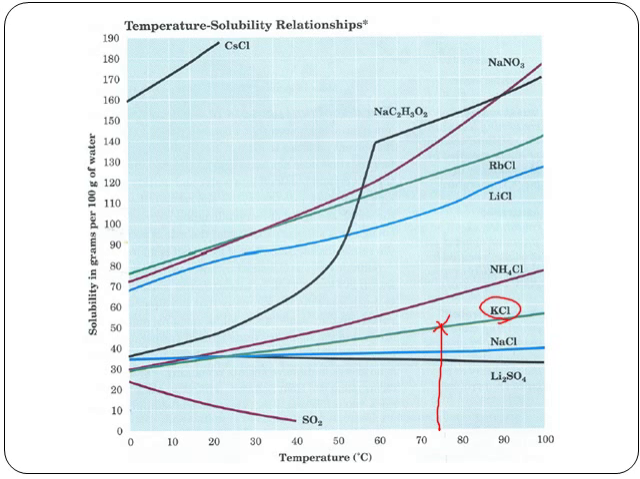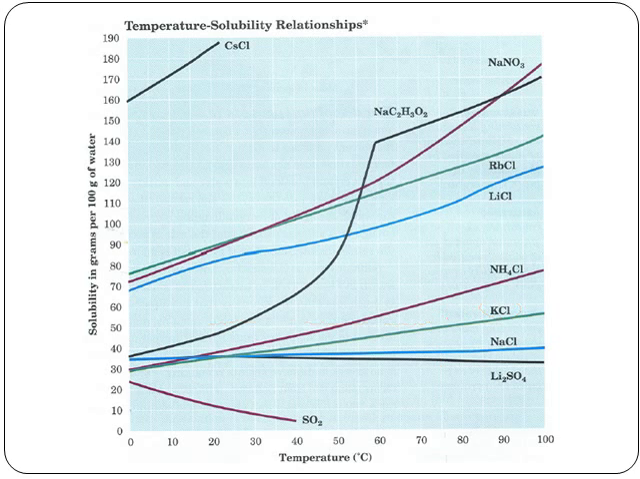What solubility corresponds to this? We take our guy over here, and we see it's right at about 50. What this means is that we could dissolve potentially 50 grams of KCl in 100 grams of water at the temperature the problem gives us. So we need to remember that: 50 grams of KCl in 100 grams of water.